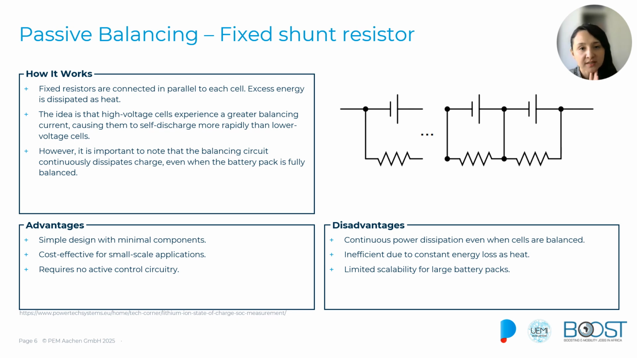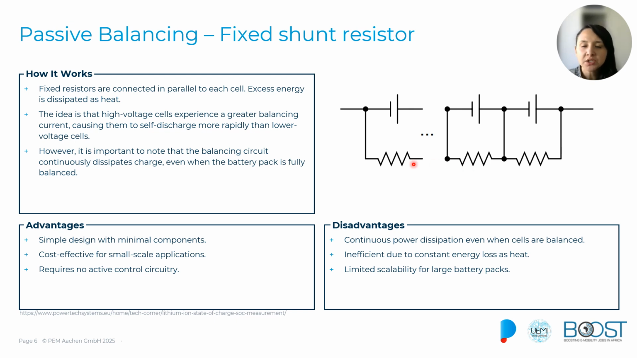So, as we explained, in passive balancing what we are trying to do in the end is bring the cells to the same state of charge by dissipating the excess of energy. In this specific method, we are using fixed resistors that are permanently connected in parallel to each of the cells of our battery pack. As we can see here, each of these represents our battery cells, and we have a permanent connection to the balancing resistors.